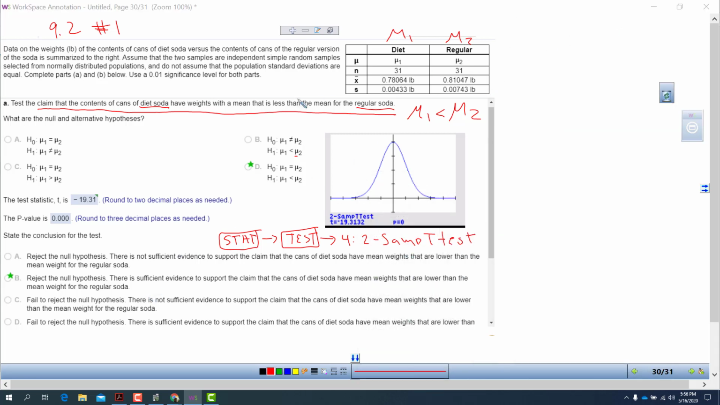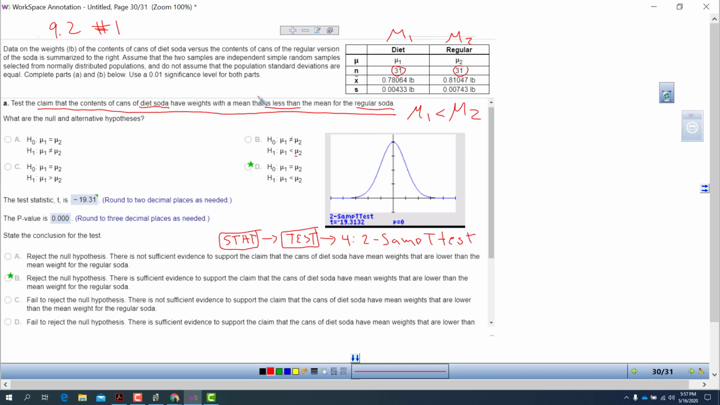After you identify the claim in this situation, we have to test the claim that the contents of cans of Diet Coke have weights with a mean less than the mean of the regular soda. So this is all the information for 31 cans of Diet Coke and 31 cans of regular soda. So this is a test for independent means. I mean, these two sets are not related at all. That's why it's called independent.